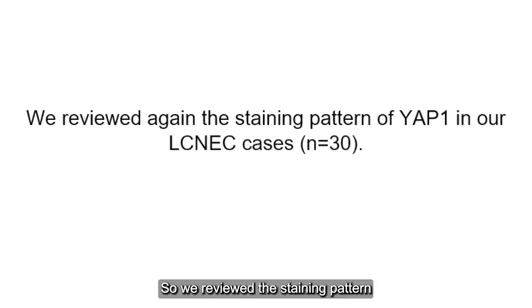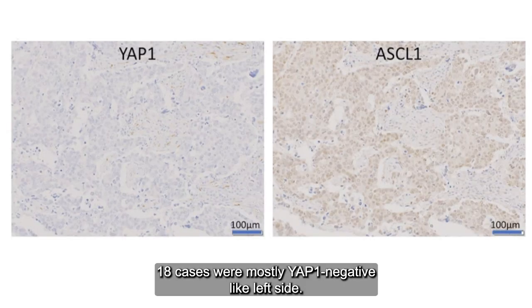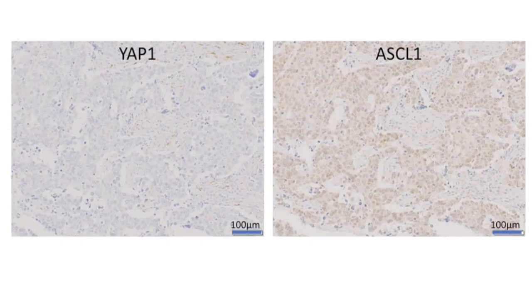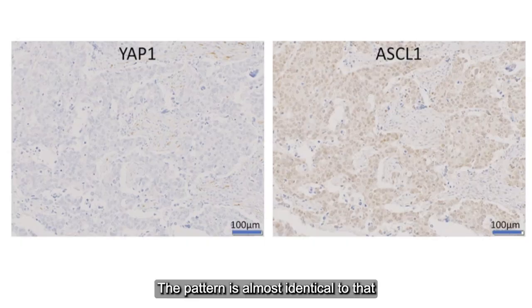So we reviewed the immunostaining pattern of 30 LCNEC cases. Of the 30 cases, 18 cases were mostly YAP1 negative, like the left side, and ASCL1 was diffusely positive, like the right side. The pattern is almost identical to that of small cell carcinoma.